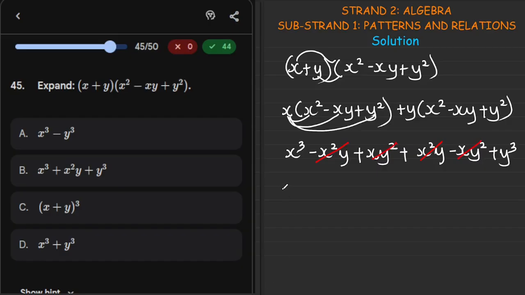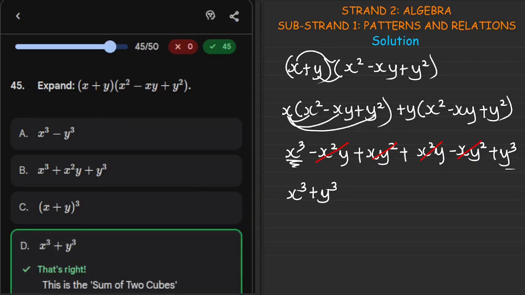What do we have left? We have our x cubed, that is from here. And then we also have our y cubed as well. That for sure is what? D.